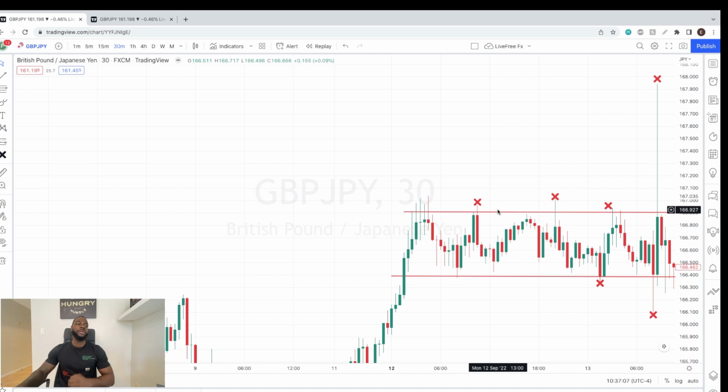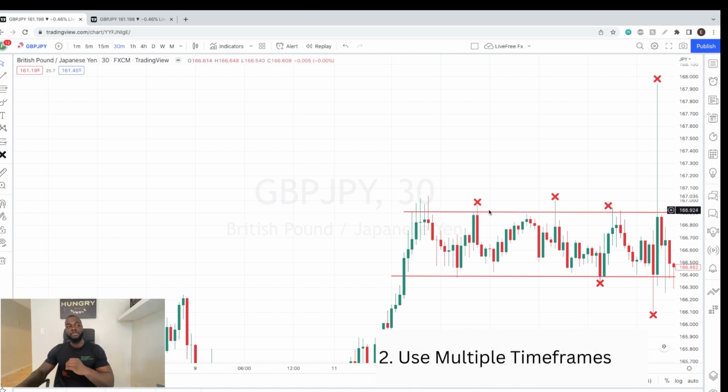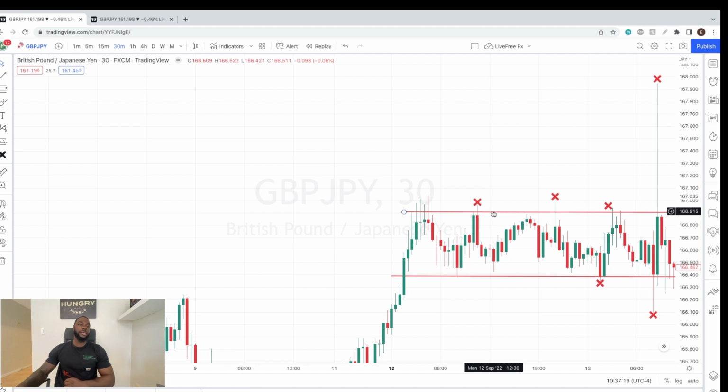The next tip that you can start to apply in order for you to avoid false breakout is using multiple time frames. We're taking a look at the 30-minute time frame, pound yen right now, right? You are not going to be stuck on one time frame as a trader.